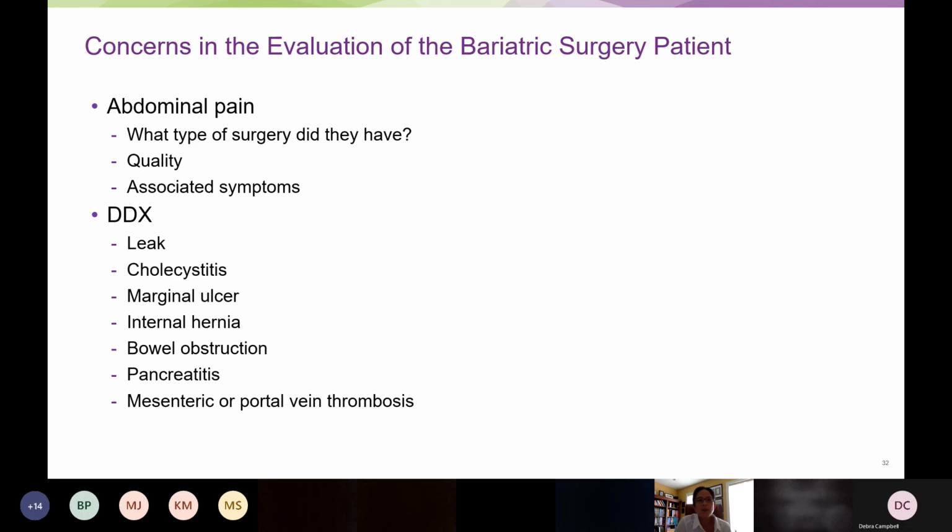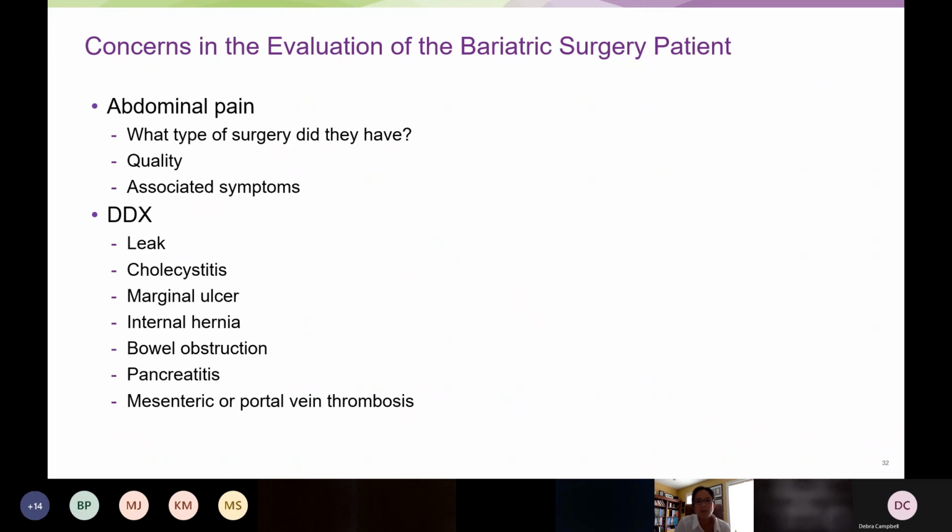So what things do we worry about when we're evaluating the bariatric surgery patient? Well, number one is abdominal pain. If they have lower abdominal pain, most likely not bariatric surgery related. But if it's upper abdominal pain, especially on the left side, most likely it's bariatric surgery related. So key things to ask is what type of surgery did they have? Usually long-term after a gastric sleeve, we don't expect a lot of complications. Early on, we suspect things like leaks or mesenteric vein thrombosis in the first month after surgery. After that first month, it's rare that they have a complication.